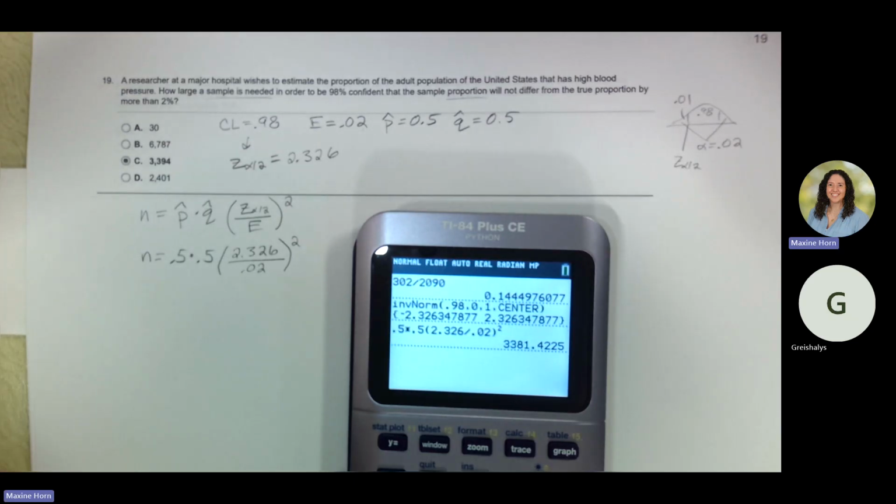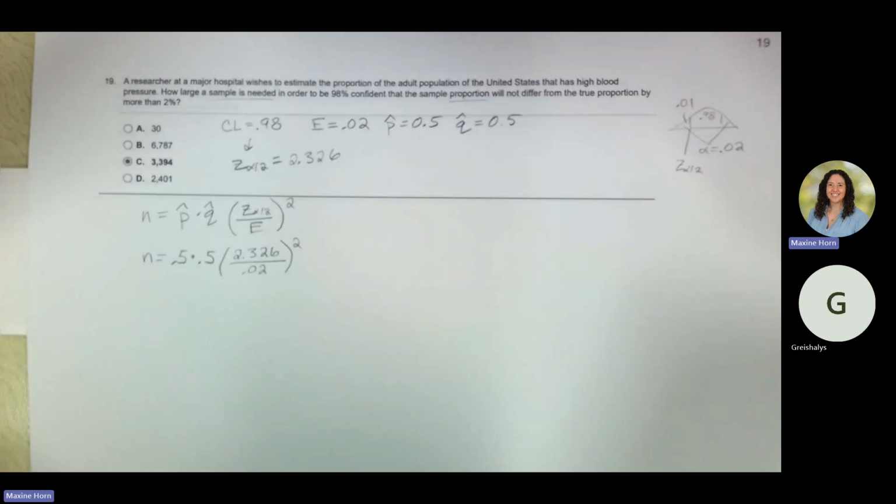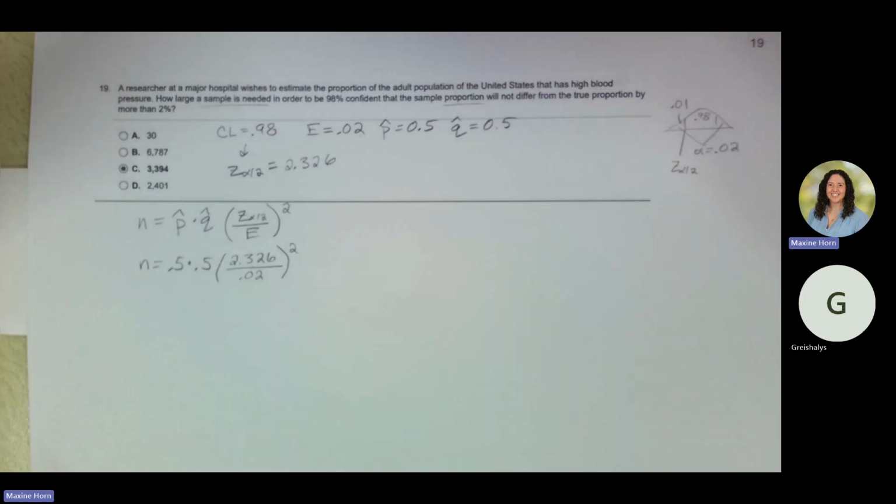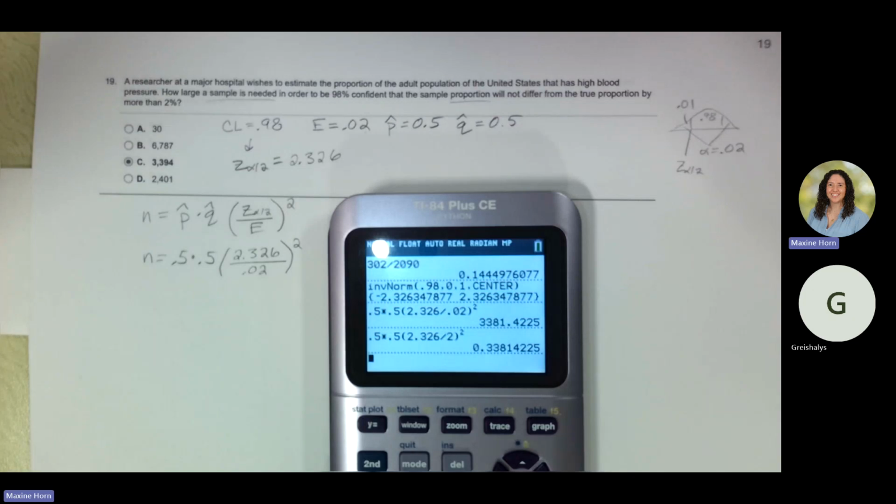I'm getting a slightly different number here, and I don't like that. We don't like slightly different numbers. We need to get the same number. So let me check something here. Instead of using the number from the calculator, I'm going to use the number from the table, and see how much of a different number we get.